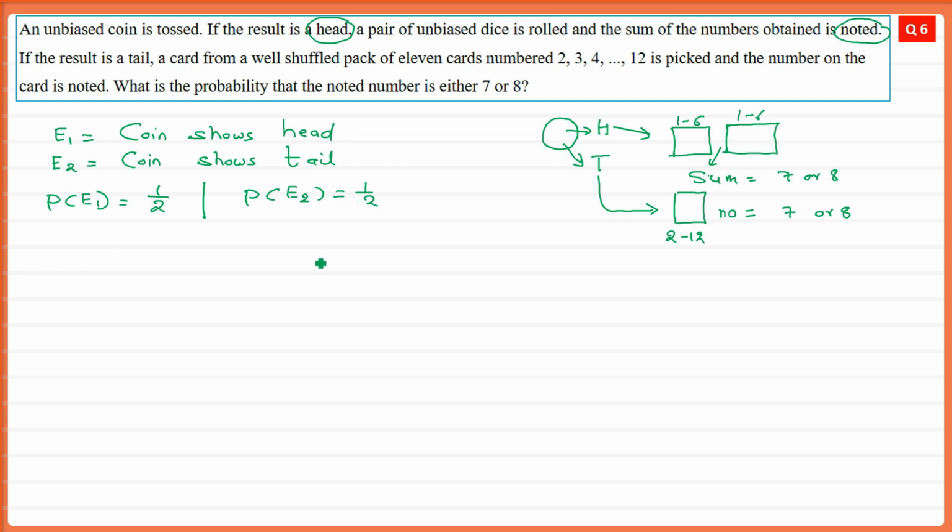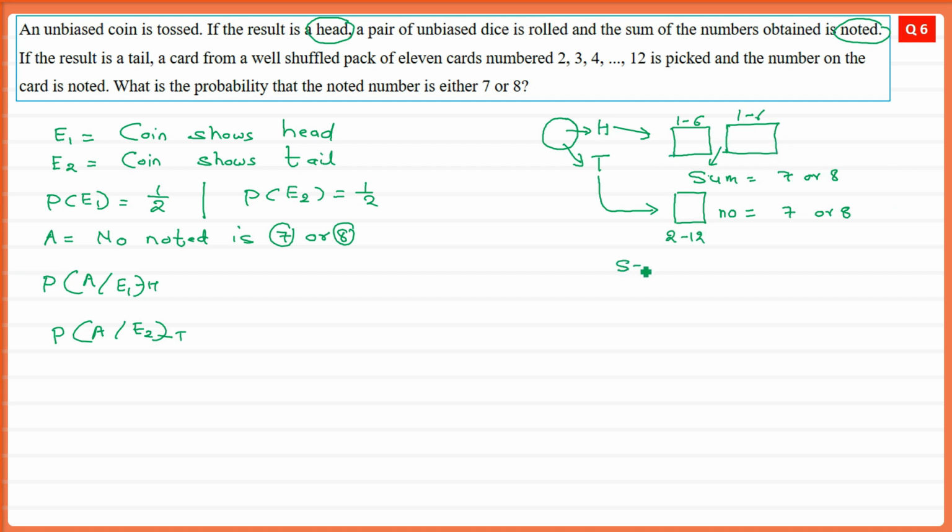Now what do we want to have? We're calling A whatever is the result the question is asking about. So the number noted is either 7 or 8. It can be the sum of the numbers on the two dice or the number which is picked up from the card. Now, the probability of getting a 7 or 8 if the coin shows head, and the second probability will be the probability of getting 7 or 8 if tail appears. So P(A|E1) is when head appears, what we are going to get on the dice, and when the tail appears, what we are going to get in the cards.